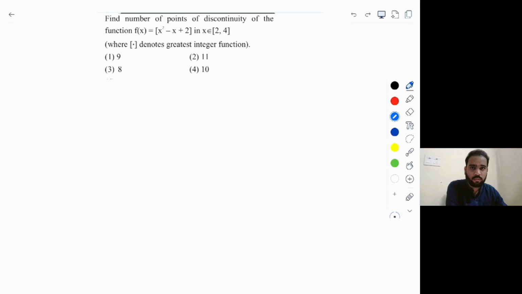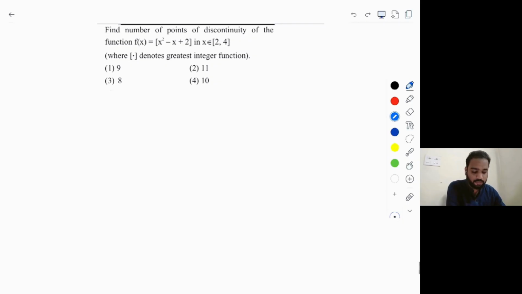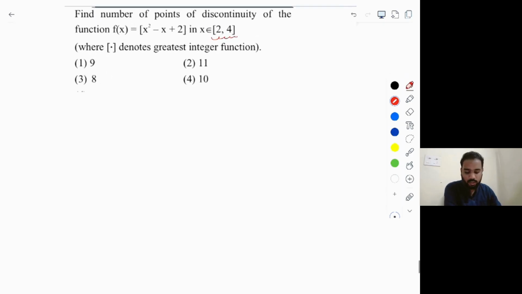Okay, this is the next question. This is a question from the continuity chapter, and the question is: find the number of points of discontinuity of the function f(x) equals step of x squared minus x plus 2, when x belongs to the closed interval 2 to 4. Whenever you are checking continuity and discontinuity of a function, make sure you properly look at the interval. So it is closed 2 to closed 4. This can be done in different ways, and I think the easiest one is to look at the graph of the function and directly tell the answer.